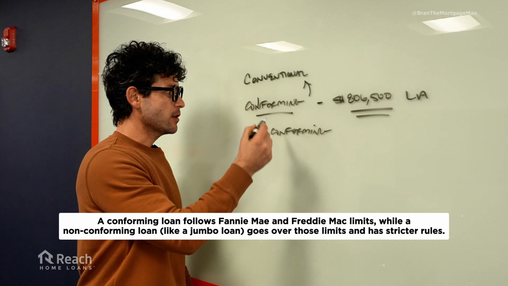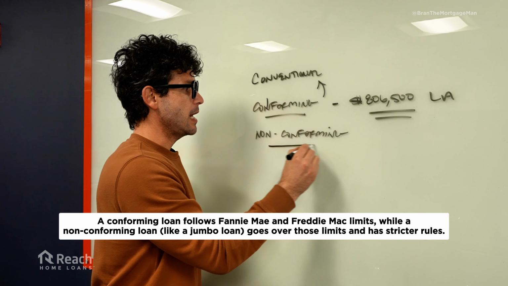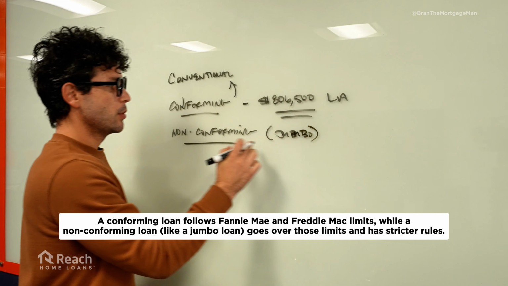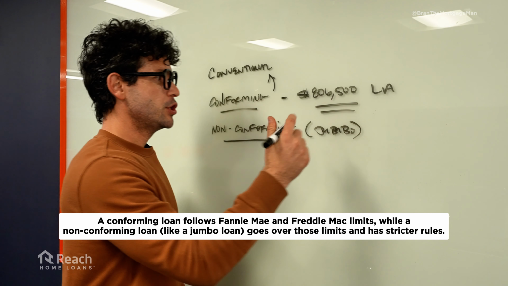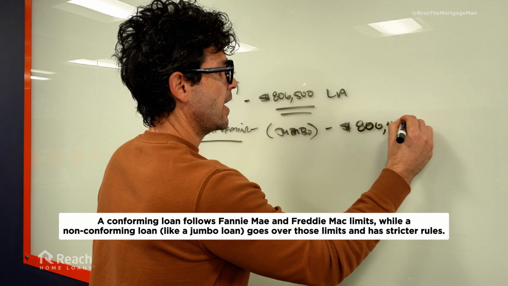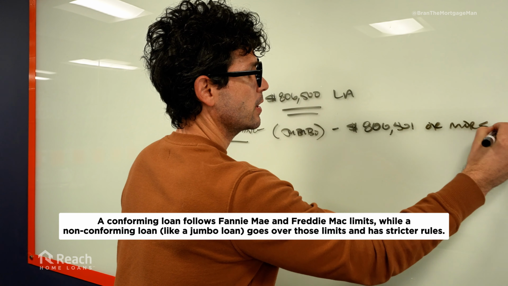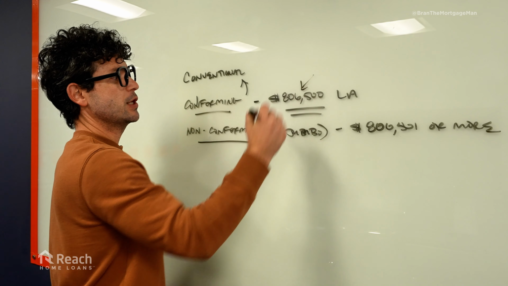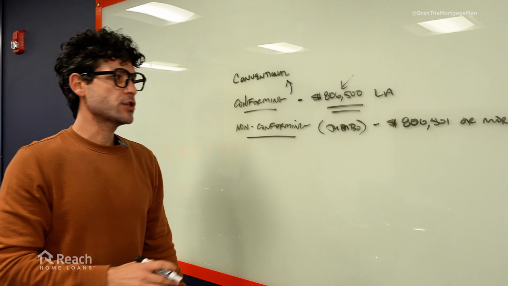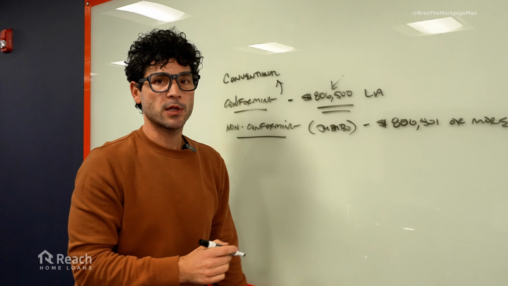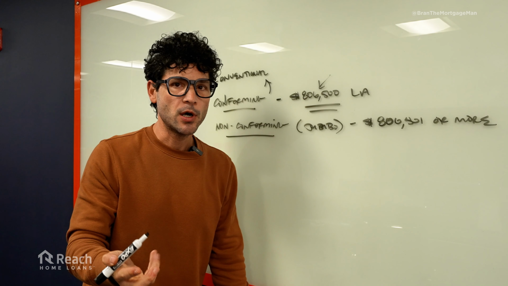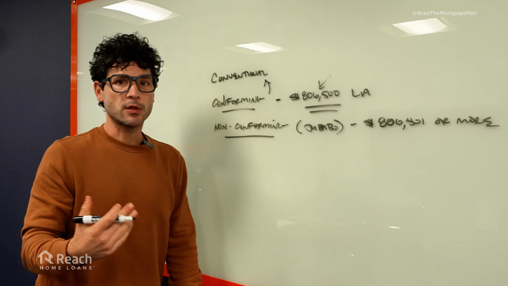However, you can get loans that are over this amount. Those are called non-conforming. You may have also heard the term jumbo. Jumbo and non-conforming go hand in hand. A jumbo loan is any loan that's $806,501 or more right now, at least for 2025. This number increases year over year just based on the area median home prices. But in 2025, as I mentioned, this is what the cap is for a conforming loan. So if you hear this terminology, conventional, conforming, non-conforming, jumbo, you have an idea of what that actually means.